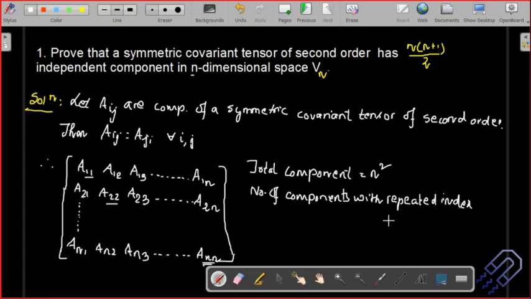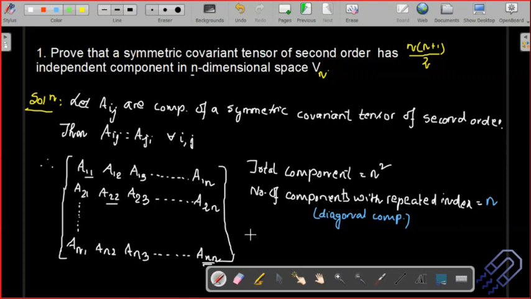Okay, we have this as equal to n. Take a different color. Is equal to n. Okay, so this is with repeated index. That means we are talking about a diagonal component. Okay, that's it. Now we have got the number of components.